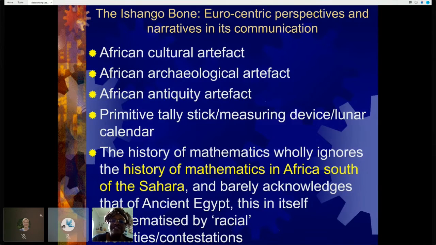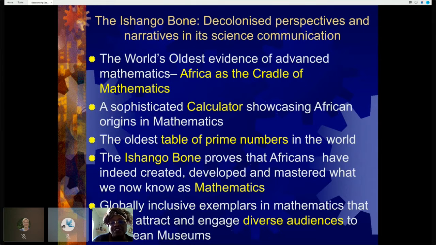But in terms of the Eurocentric perspectives in which it is communicated, it's talked about in culture, in archaeology, in antiquity, as a primitive tally stick, but the history of mathematics itself ignores the history of mathematics in sub-Saharan Africa. And even the bit about Egypt that is acknowledged is racially contextualized. There's still this sense that the ancient Egyptians who built the pyramids could not have been Africans that looked like me. So we still have this racial contestation, even where there is recognition.